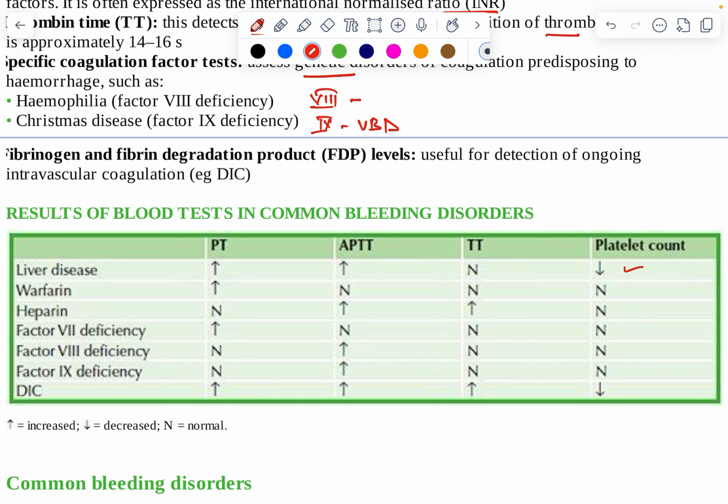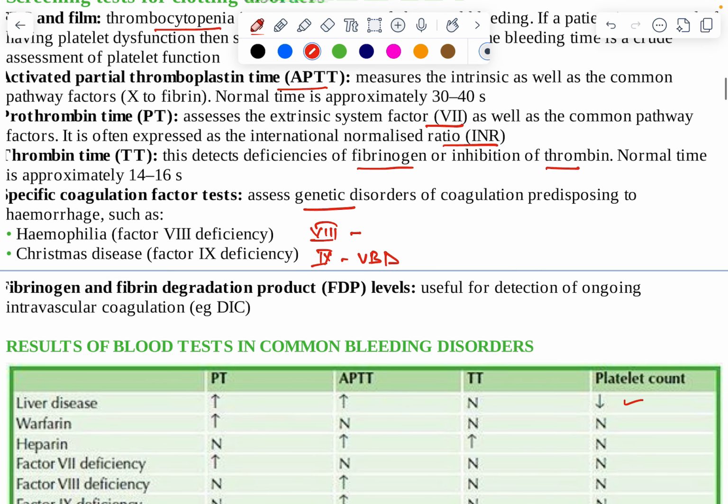Platelet count has to decrease whenever liver disease is there. And prothrombin time and APTT: PT is basically for the extrinsic pathway and APTT is for the intrinsic pathway. And thrombin time is just the conversion of prothrombin to thrombin and then fibrinogen to fibrin. That is the last part which you have read.